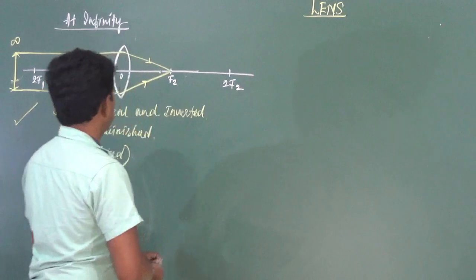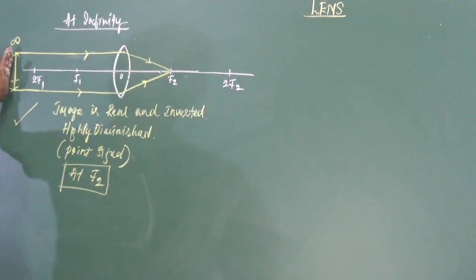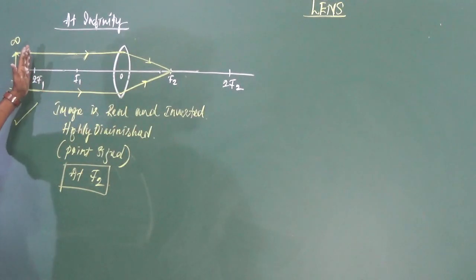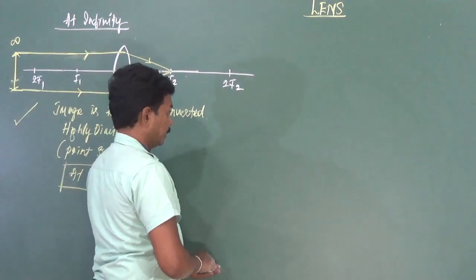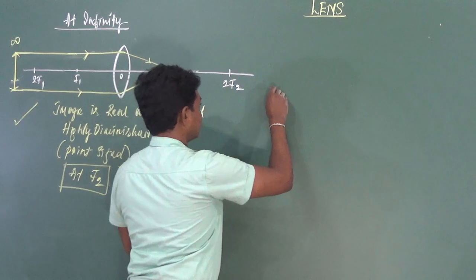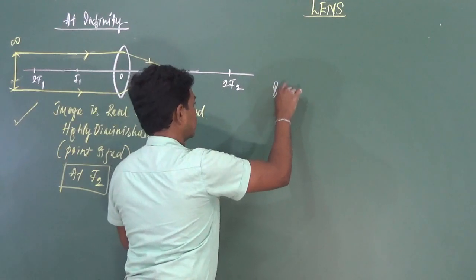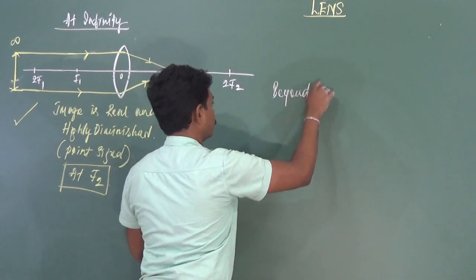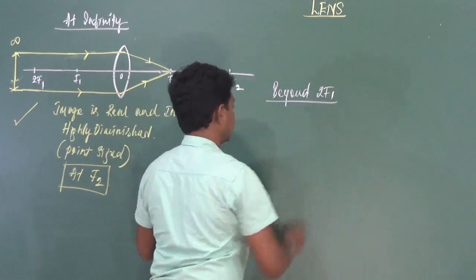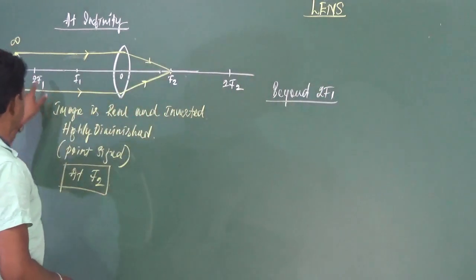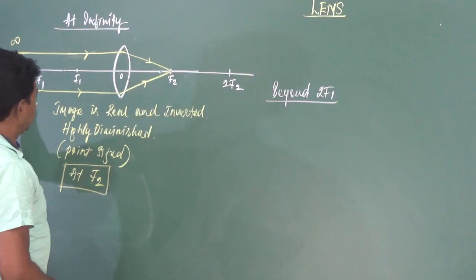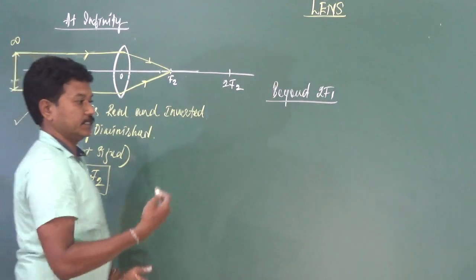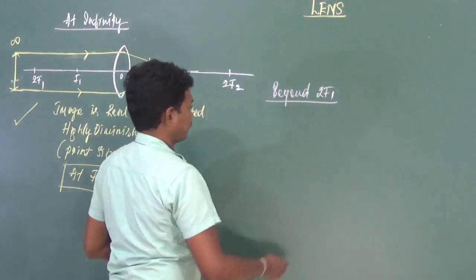Now, we will bring this object a little bit towards the lens. Let us see what happens here. Let us take it as beyond 2F1, that is, after 2F1 but not at infinity. It is beyond 2F1, just back of 2F1.